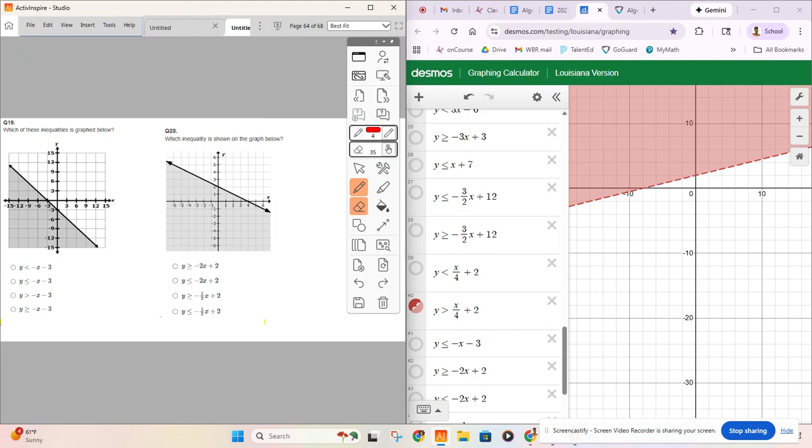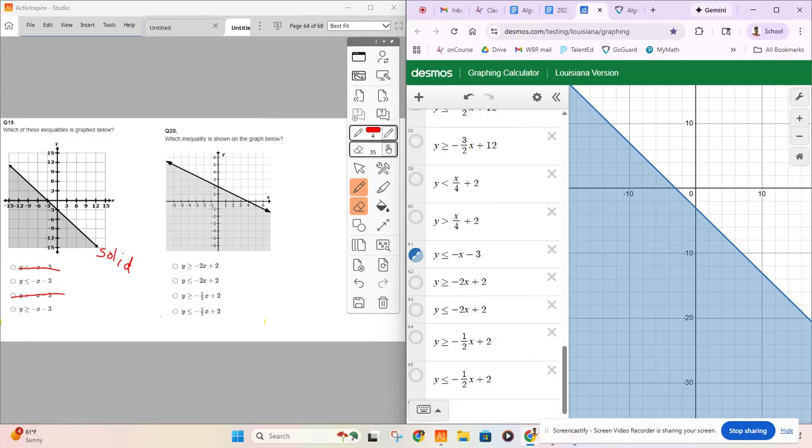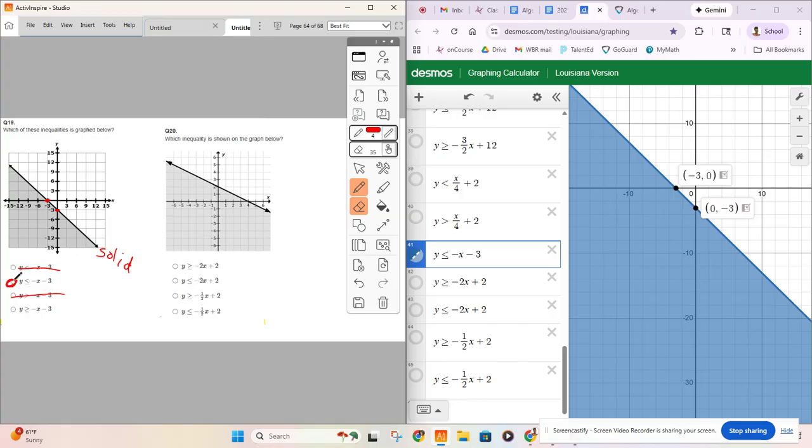Number 19, again, we're looking at which one's graphed. Because it's a solid line, I know that it has to be an equal to. So that's not it, and that's not it. I'm just going to go to Desmos and graph. This one here goes through the 3, negative 3 and negative 3, which is the same as this one here. And it is shaded down below. So B, the second option, is correct.